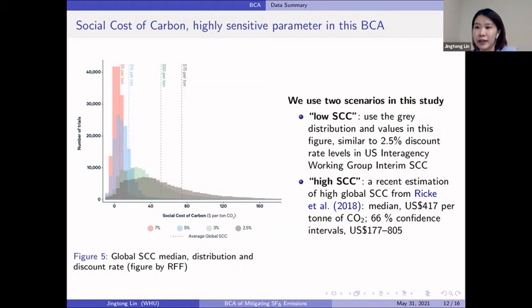The main reasons for this high estimation are that the damage functions are updated and quantitatively reflect much wider coverage of the social damages from global warming. The main results will be summarized in the following slides.